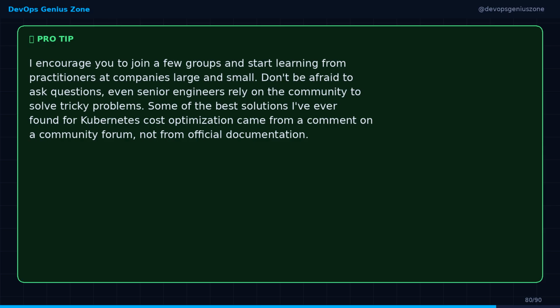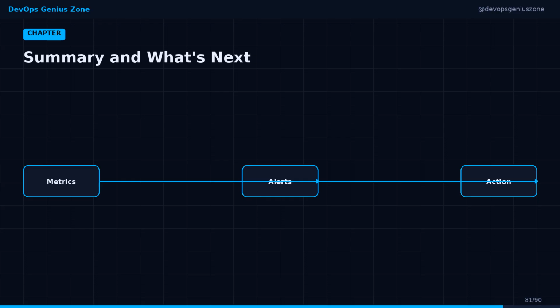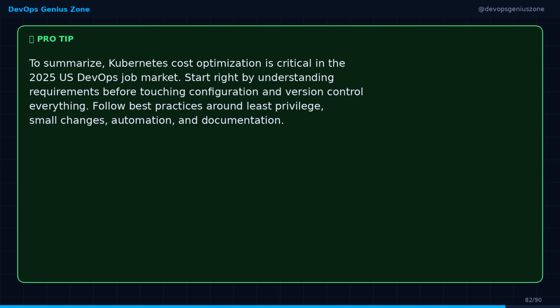The community around Kubernetes cost optimization is one of the most active in tech. There are dedicated Slack workspaces, Discord servers, local meetups, and global conferences like KubeCon, reInvent, and HashiConf. The DevOps community in the US is incredibly welcoming and always willing to help newcomers. I encourage you to join a few groups and start learning from practitioners at companies large and small. Don't be afraid to ask questions, even senior engineers rely on the community to solve tricky problems.